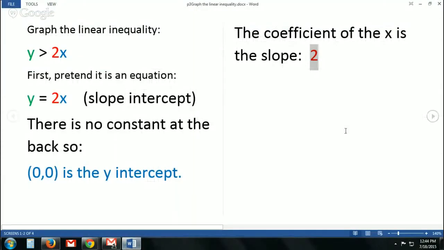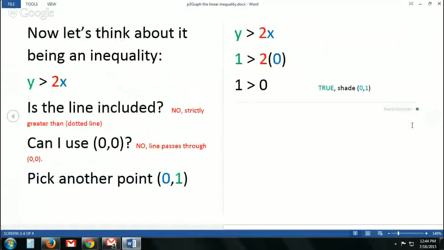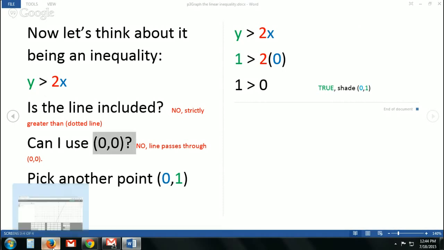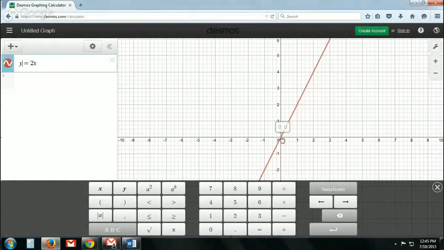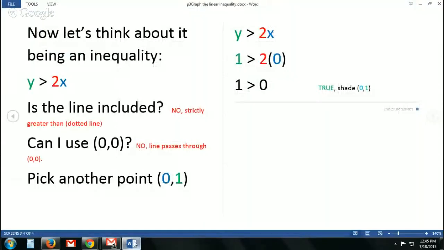Now, when we think, though, of changing it to an inequality, it's maybe going to be a little bit tougher. When it's an inequality, the first thing to notice, I've got a strictly greater than here. Since it's strictly greater than, should the line be included? No, we're going to need to make a dotted line. Now, the second trick here that we'll have to deal with: I can't use (0, 0) this time, because if you remember, our line goes through the point (0, 0). So I can't use it as my test point. I'll have to pick somebody else.